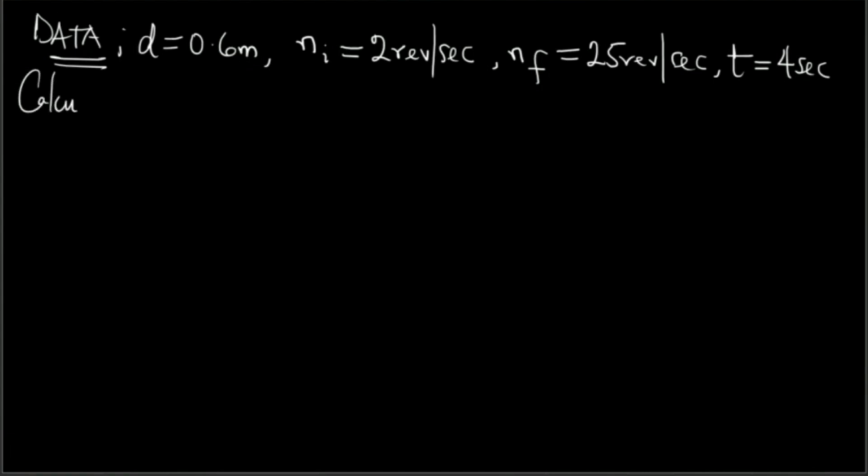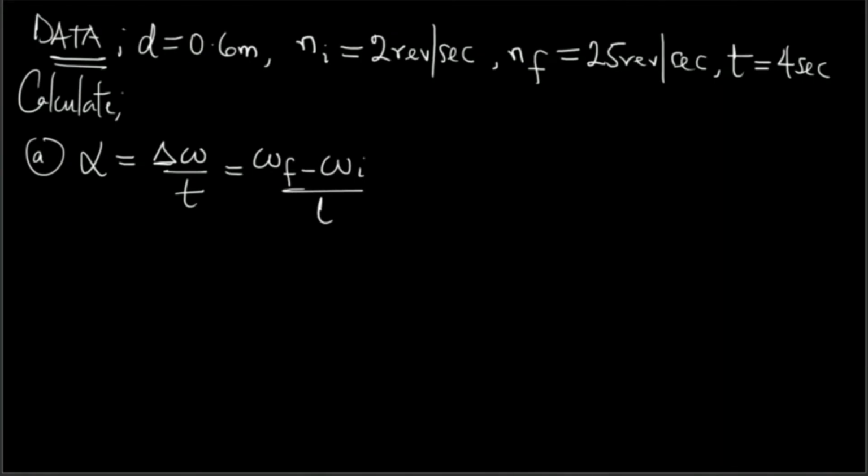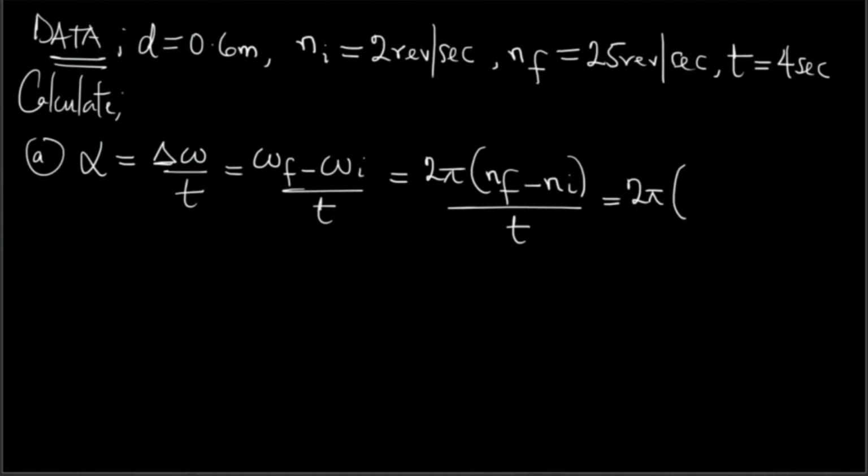The first question says that we must determine the angular acceleration. Angular acceleration is the rate of change of angular velocity. So this is going to be the final minus the initial over t. This can be written as 2 pi n final minus initial divided by time. It's already in rev per second, so we don't have to divide by 60. So it's going to be 2 pi, and we'll just subtract them as 25 minus 2, and the time is already in seconds, divided by 4.